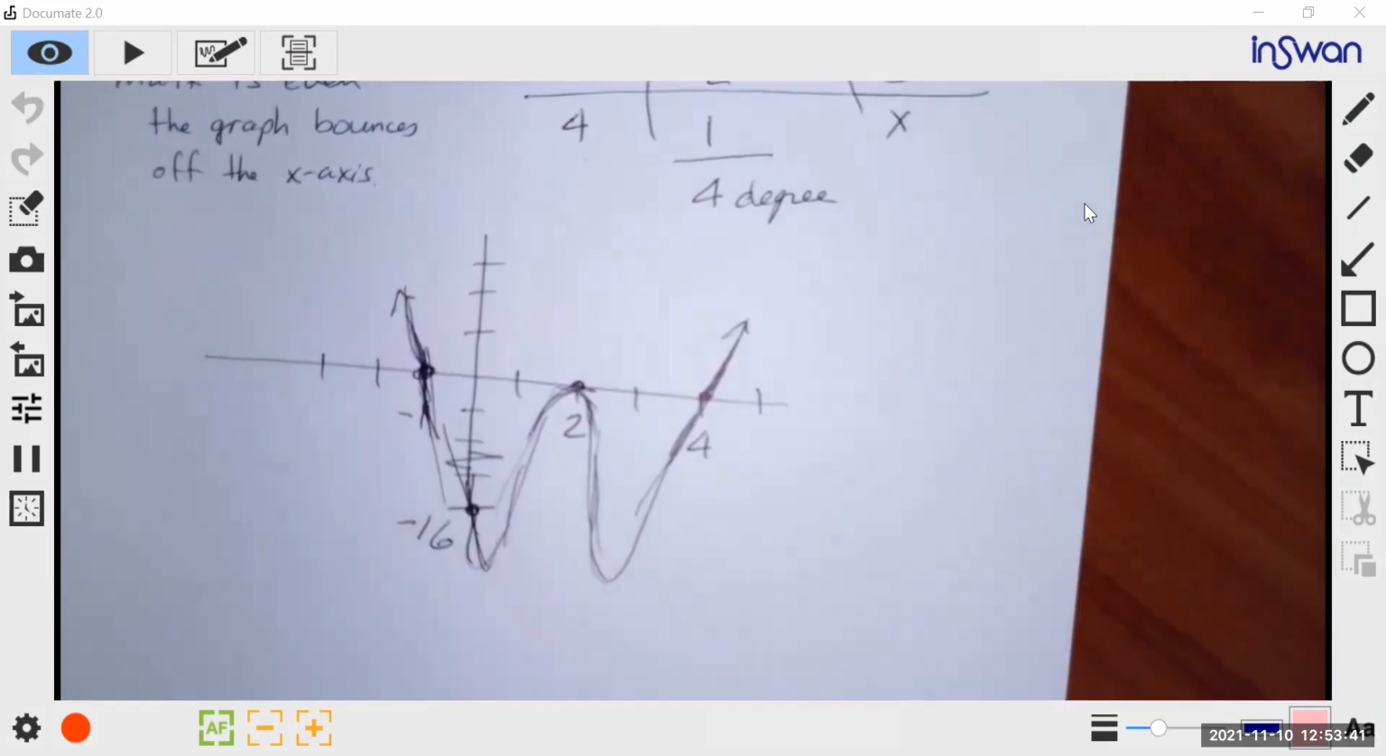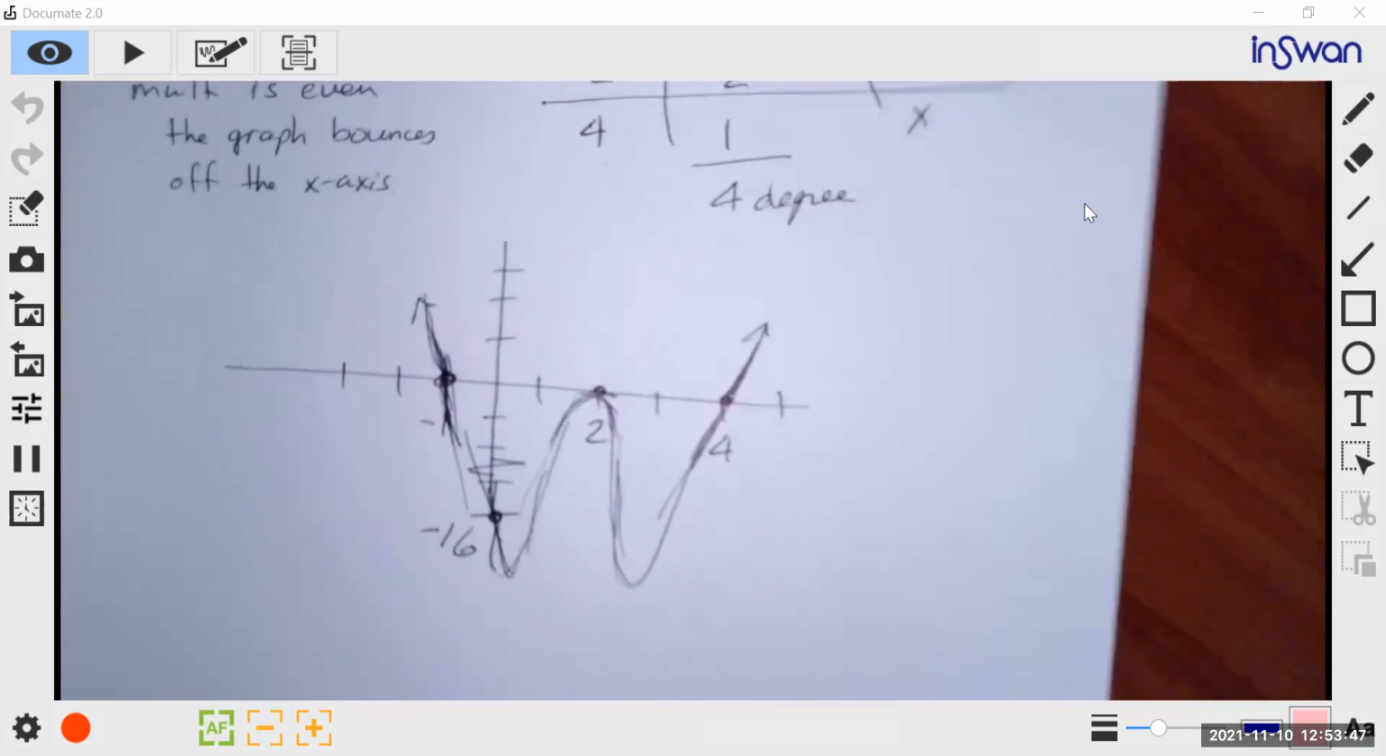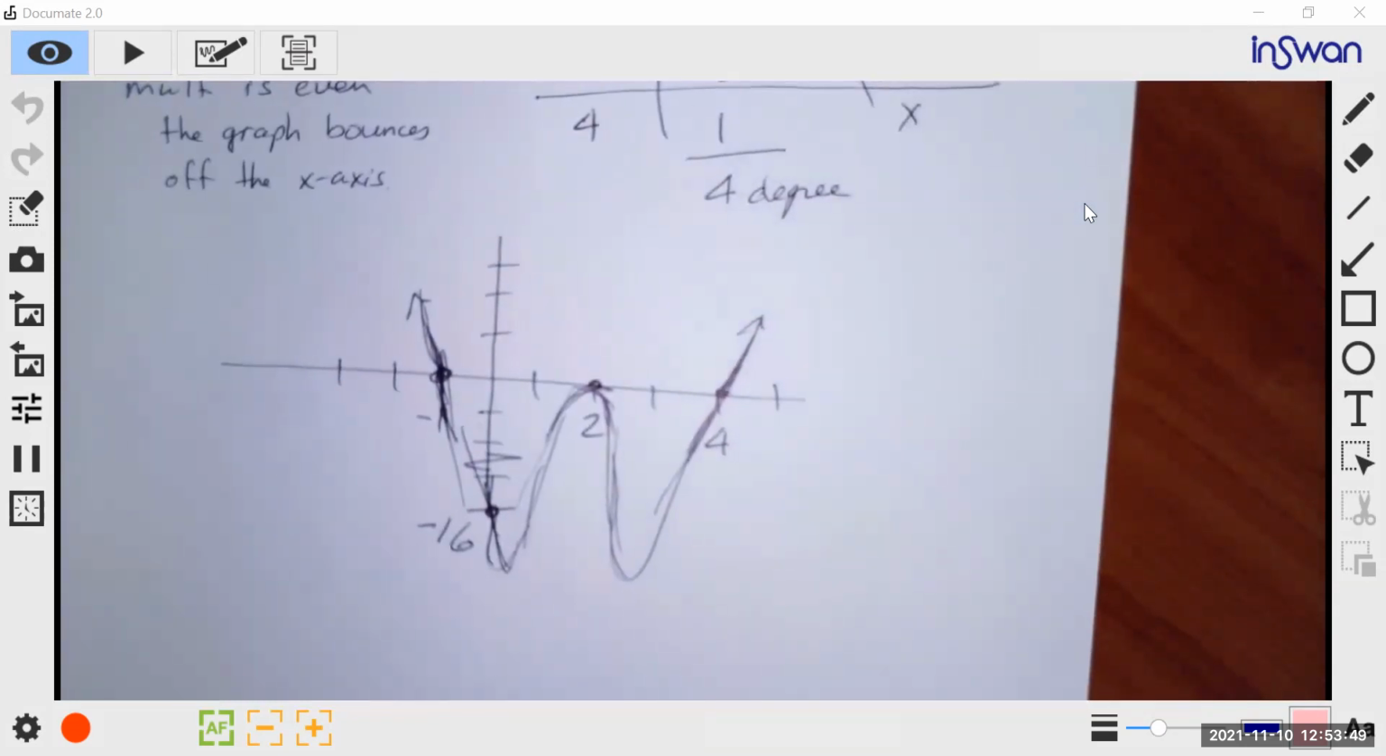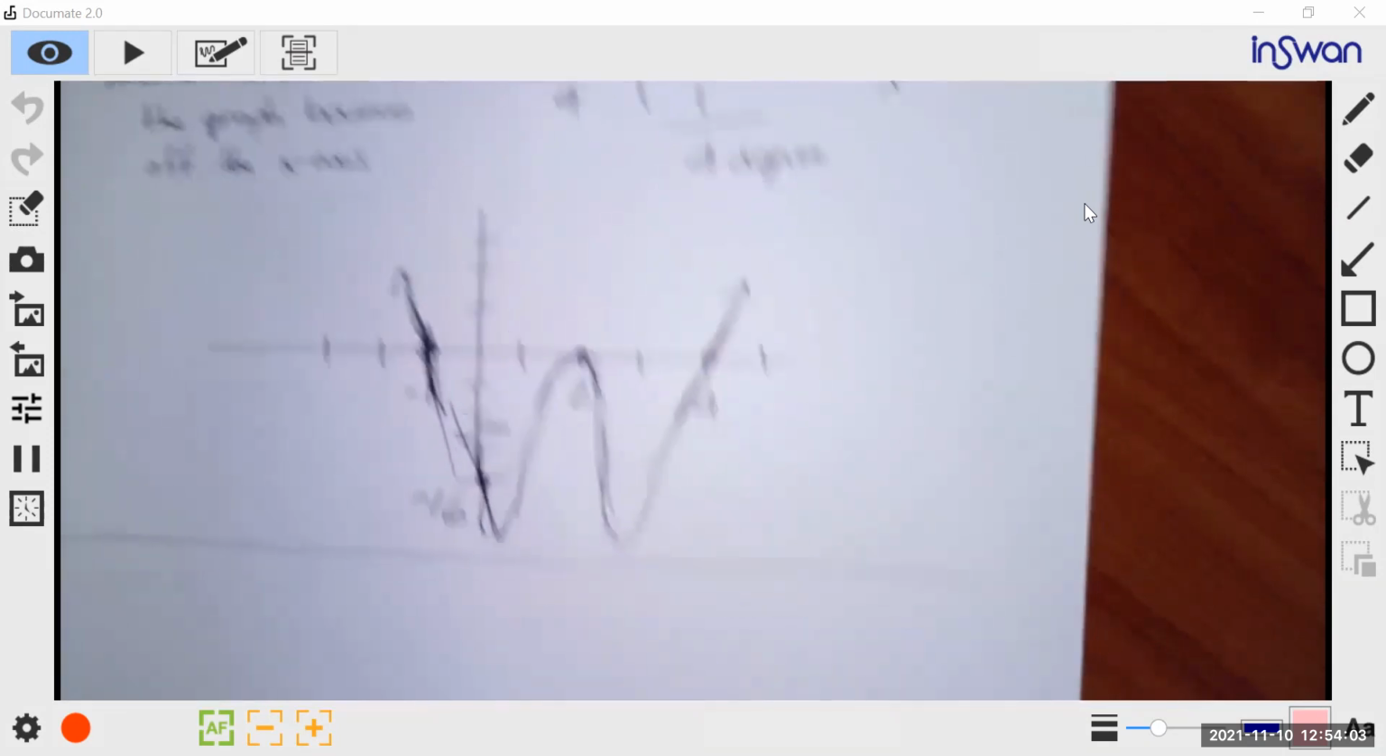So it looks something like this. All right, so again, once you have the factored form, it becomes a lot easier to figure out what the graph looks like. And those we don't know, we have to plug in points.